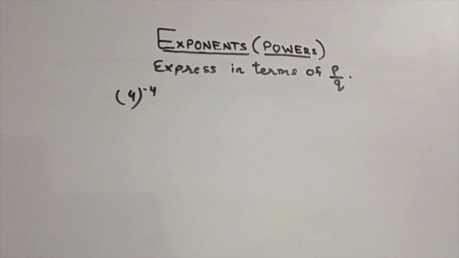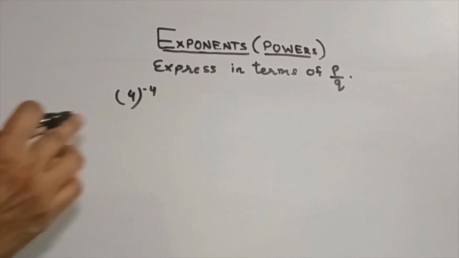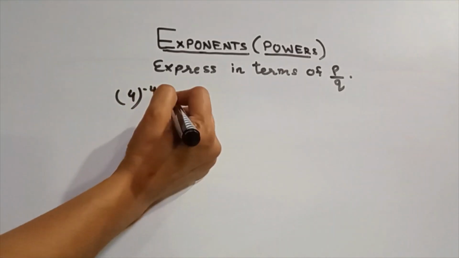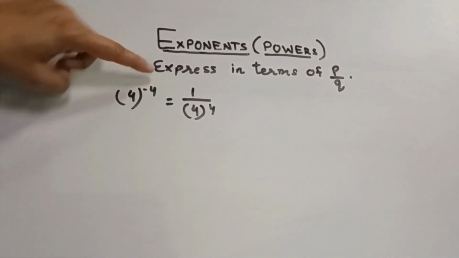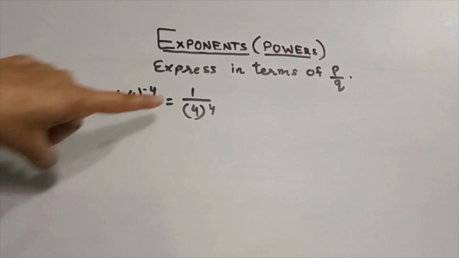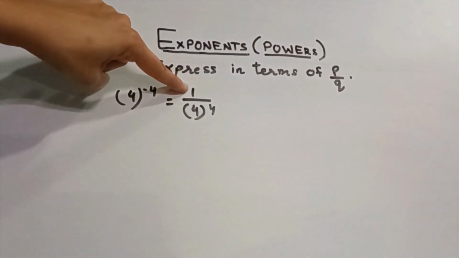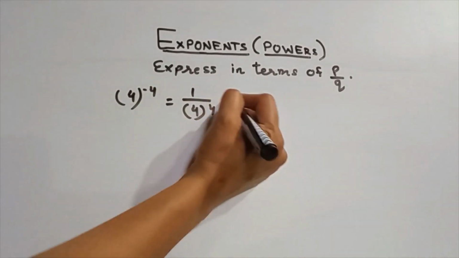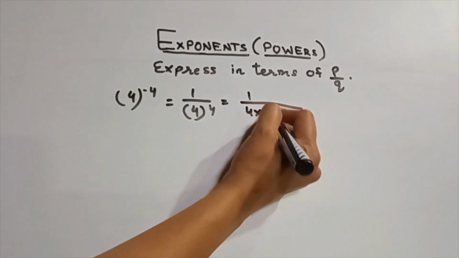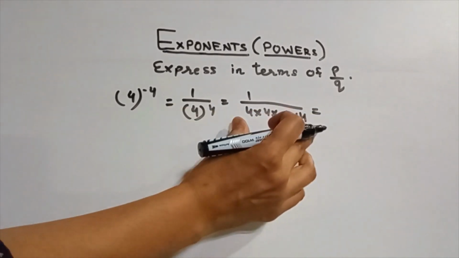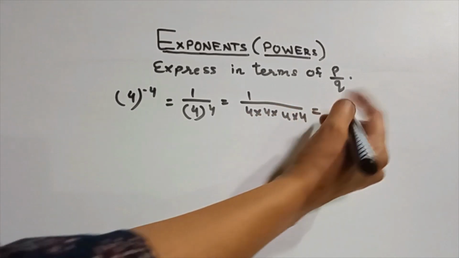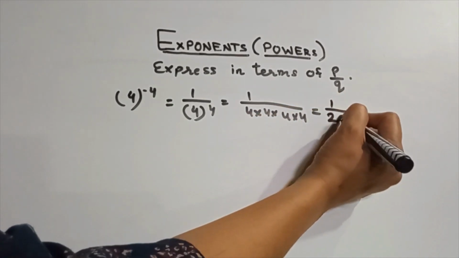Expressing in terms of p by q. Suppose we have 4 raised to minus 4 and we have to write this in terms of p by q. So what we are going to do? We are going to take the inverse of it, which is 1 upon 4 raised to 4. The inverse of 4 raised to minus 4 is 4 raised to 4. So this is in terms of p by q, where our p is 1 and q is 4 raised to 4. This again we are going to simplify. 4 times, because the power is 4, so we are multiplying 4 times with itself. 1 upon 256.